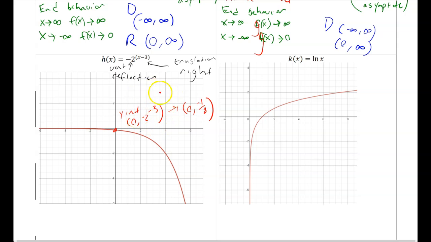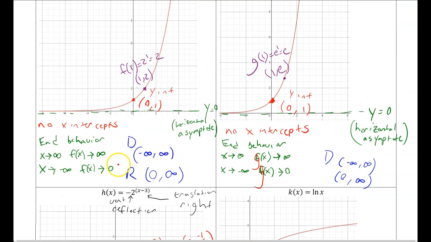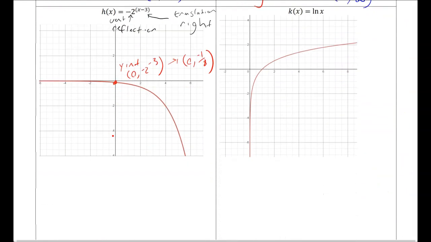So notice we have reflected the graph and shifted it. So my y-intercept is no longer 1 or negative 1. My y-intercept is a point that is a little bit closer to the x-axis. Now, let's consider our asymptotes and our end behavior.